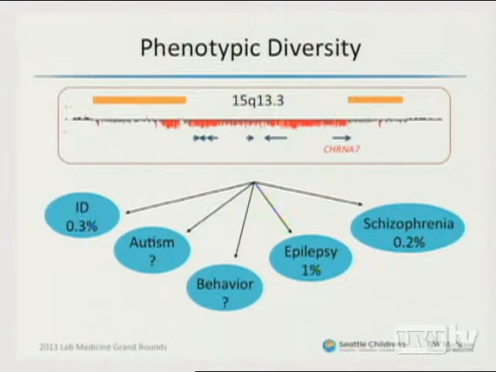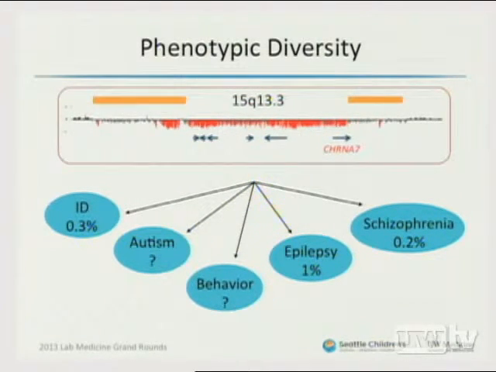And to even complicate things further, I already told you that we first found this deletion in patients with intellectual disability. And it's clear now that the deletion is a risk factor for not only intellectual disability, but for schizophrenia. And this was shown in 2 very large studies. Autism, probably some behavioral abnormalities, including aggression and epilepsy.